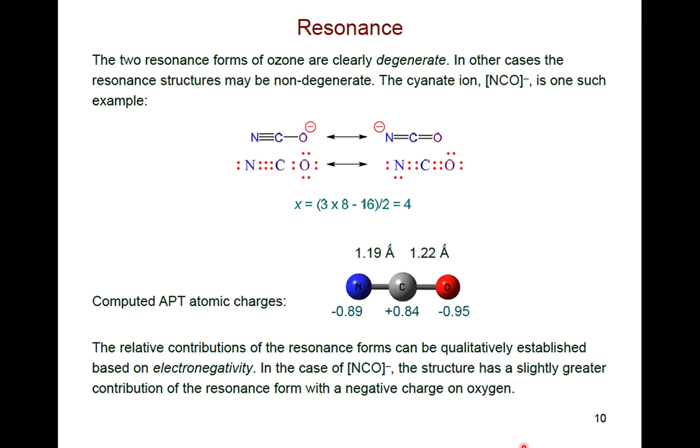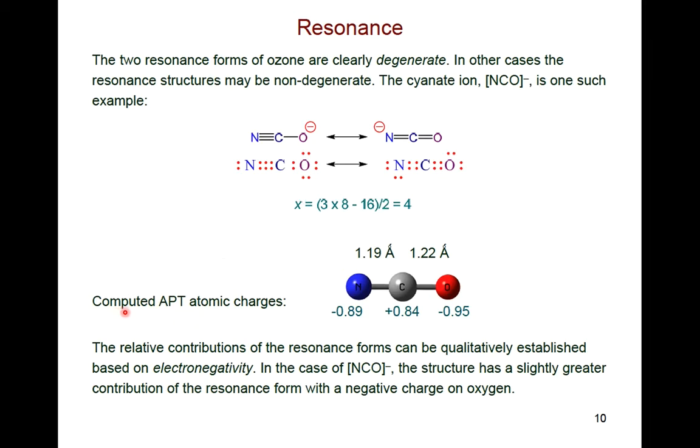And here's a little bit more data on that just to let you know. So the two resonance forms of ozone are degenerate, meaning they're 50-50 in the contribution. In other cases, resonance structures are non-degenerate, non-equivalent. For example, the cyanate ion that we saw on the previous slide. In one such example, here are the two better resonance structures, having a triple bond between carbon and nitrogen and having the double bonds on each. So we're not considering here the worst structure, just trying to decide between the two better ones.